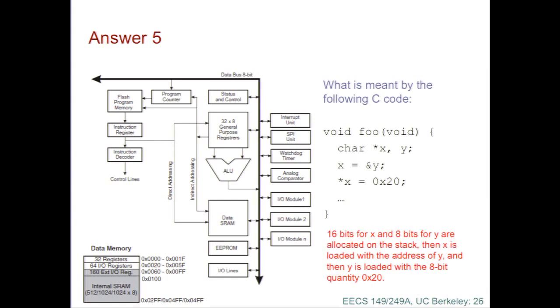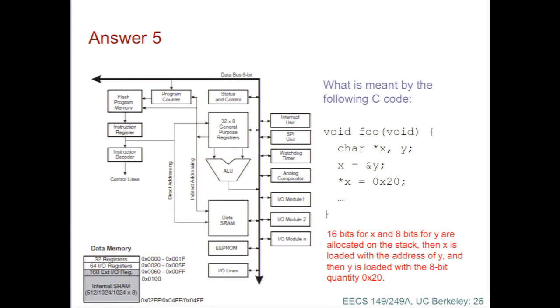X and Y are both going to be on the stack. X will be given 16 bits, or 2 bytes, on the stack. Y will be given 1 byte. The second line takes whatever address the Y variable was given on the stack and loads it into X. X can store 16 bits, so it can store the address. Then the last line writes to that address the value 0x20. So this is a very arcane way of saying y equals 0x20. That would be an equivalent C program.